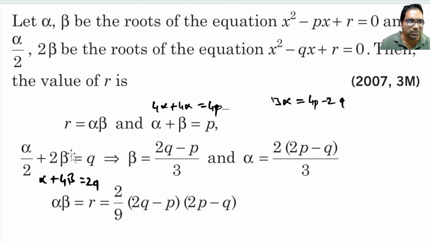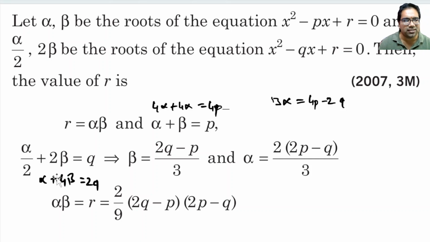Let us multiply this one by 2. This becomes alpha plus 4 beta is equal to 2q. We are removing this 2, that's why we are multiplying with 2. Now, this minus this. Alpha and alpha will get cancelled. 4 beta minus beta, which is 3 beta, equals 2q minus p. That means beta equals 2q minus p by 3. So we have found out what is beta.